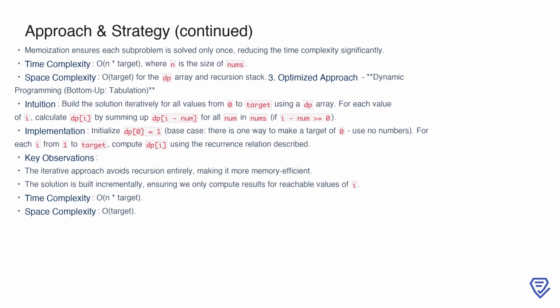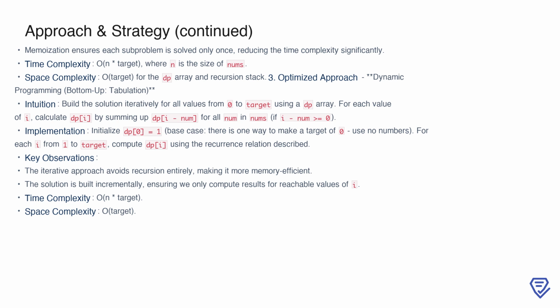The base case is straightforward: DP[0] is initialized to 1, as there is exactly one way to achieve a target of 0, by using no numbers at all. For each subsequent target value, we compute DP[i] incrementally using this recurrence relation.